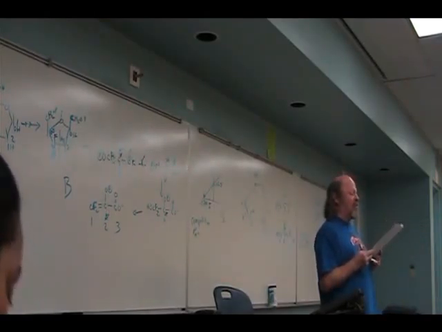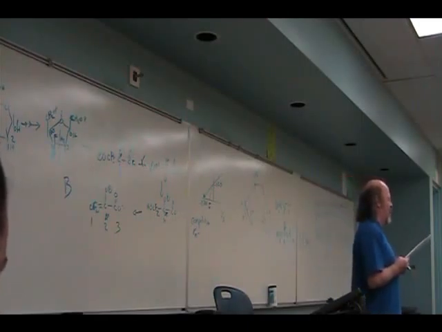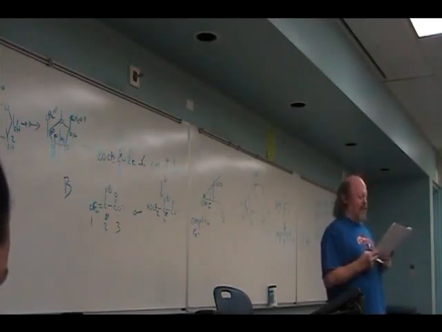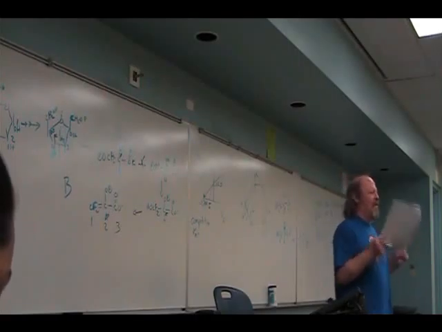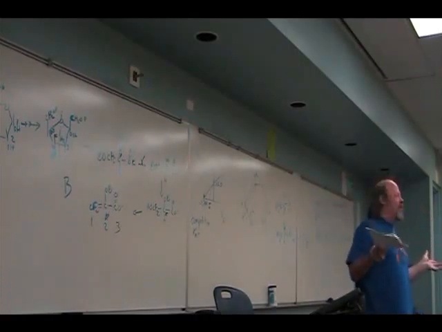Competitive enzyme inhibitors decrease the apparent Km. No, it says decrease here, right? What do they do? They increase the Km.